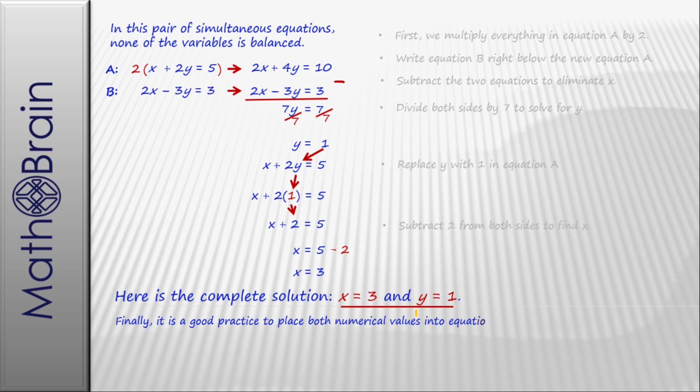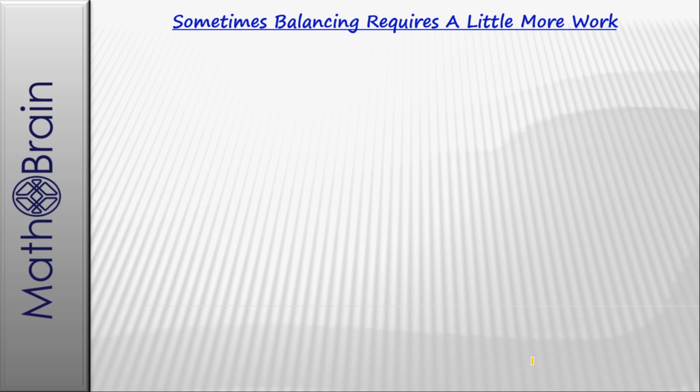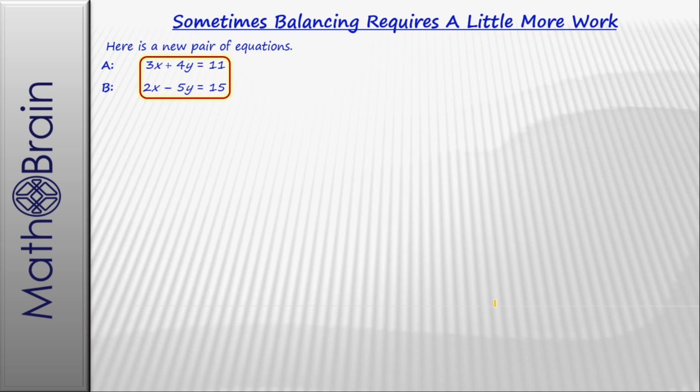Plug both values in equation B and ensure it holds true. This is always a good practice before leaving this question. Once you have tested equation B, we are ready to move on to the next example. Here is a new pair of equations. In equation A, 3x plus 4y is equal to 11. In equation B, 2x minus 5y is equal to 15.